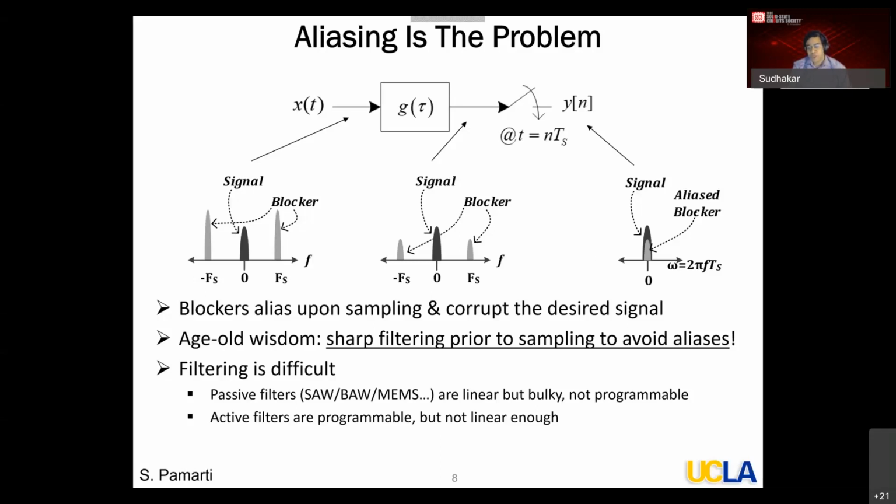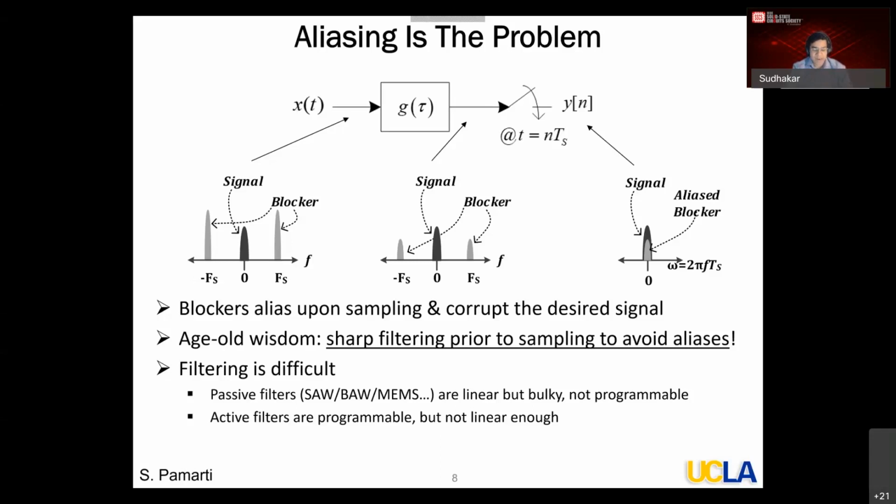The other approach is to build active filters. Active filters are programmable because you can change things on the chip. They can be very programmable, but the problem is they are power hungry. And even if you are willing to live with the power consumption, they are generally not linear enough. If they're not linear, like I said earlier, the blockers will fold back onto the desired signal, and that can cause quite a bit of a problem, distortion. So this is the primary challenge.